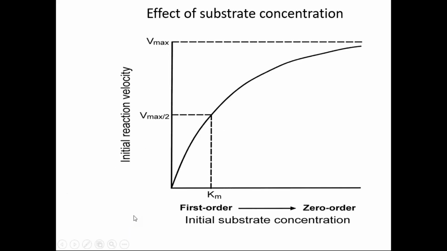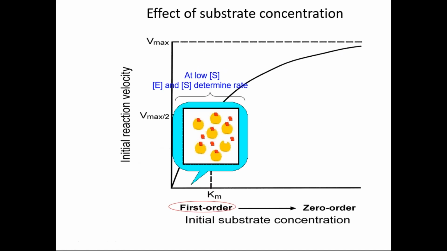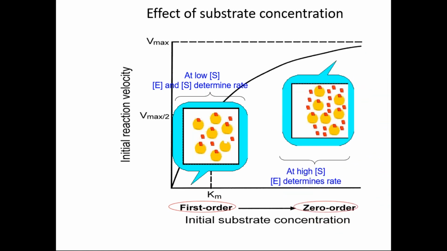So the effect of substrate concentration, just to show you in a better way. Here you have first order and here you have zero order. At low substrate concentration, enzyme and substrate determine the rate, and at high substrate concentration, only the enzyme determines the rate of the reaction because it is saturated.